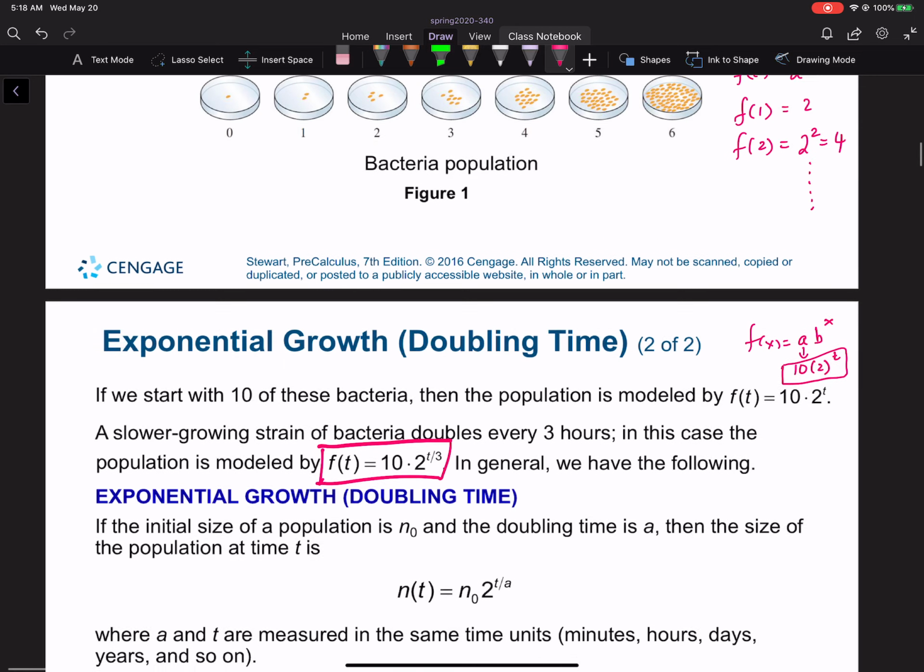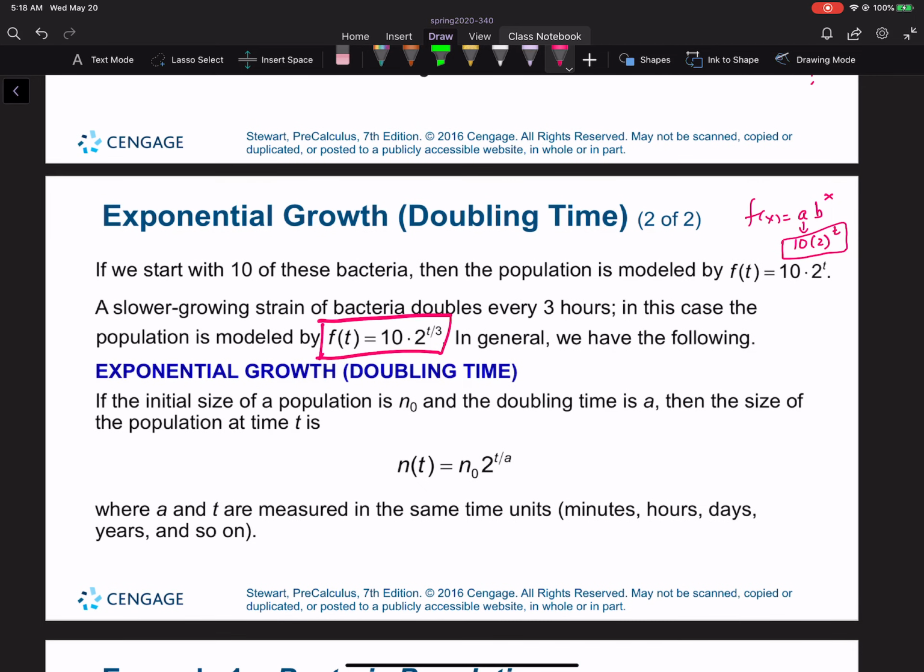All right. So we have this general definition over here: if you have a doubling time, and an initial size that we're going to call n naught, and a doubling time of a, so I tell you the time it takes for that substance to double, then we're going to come up with this generic definition, that n of t is equal to the initial amount times the doubling factor raised to t over the doubling time.